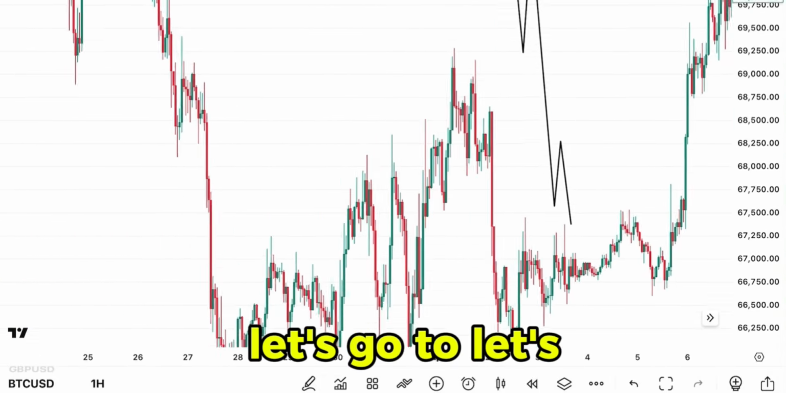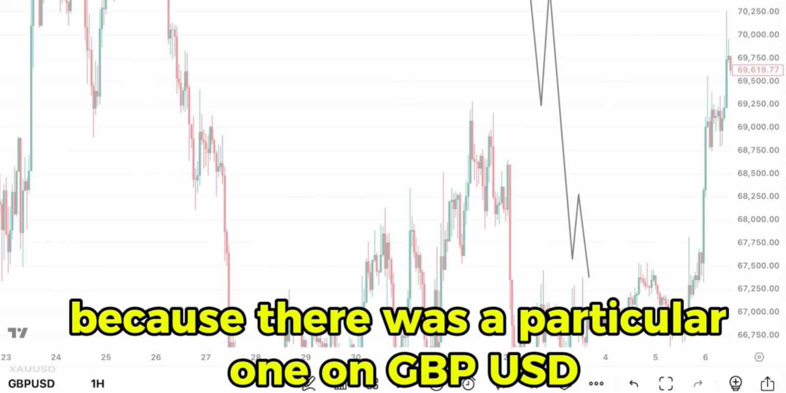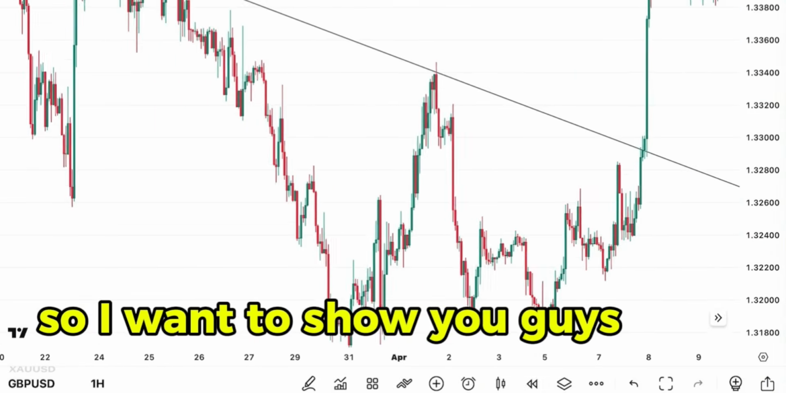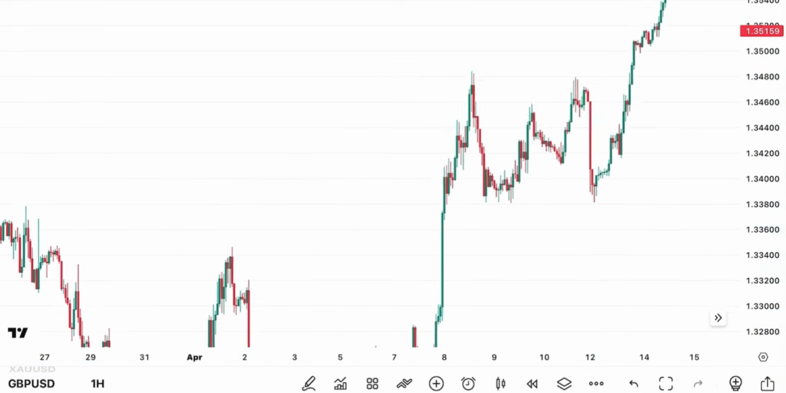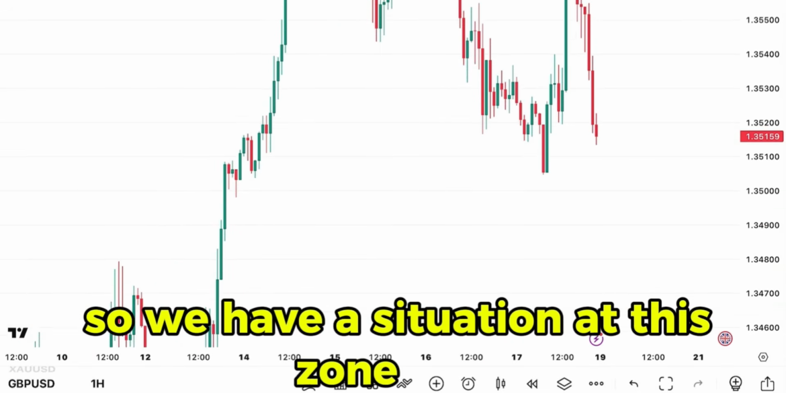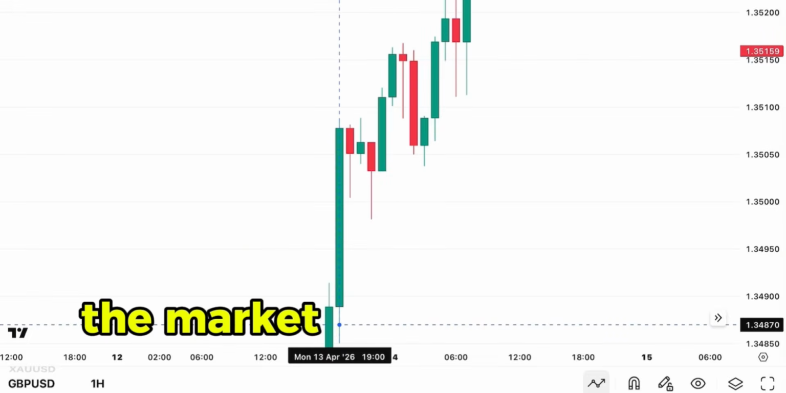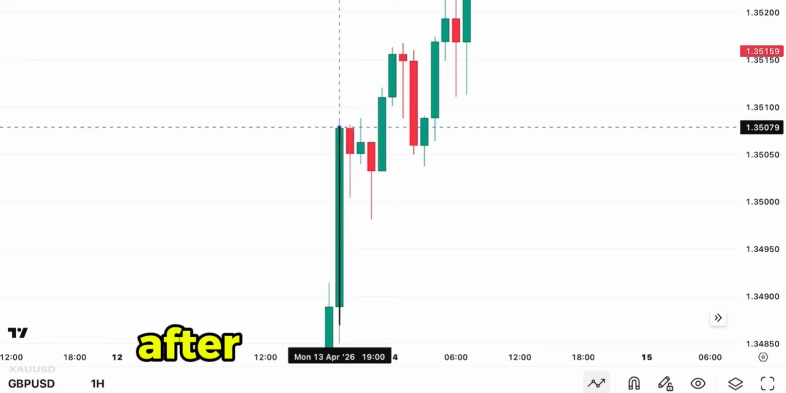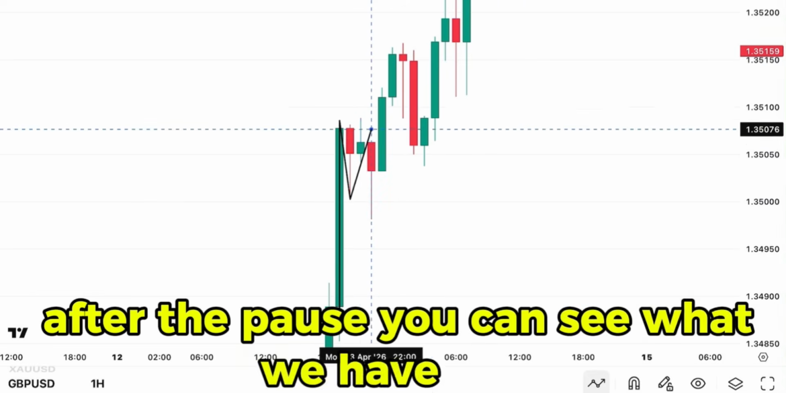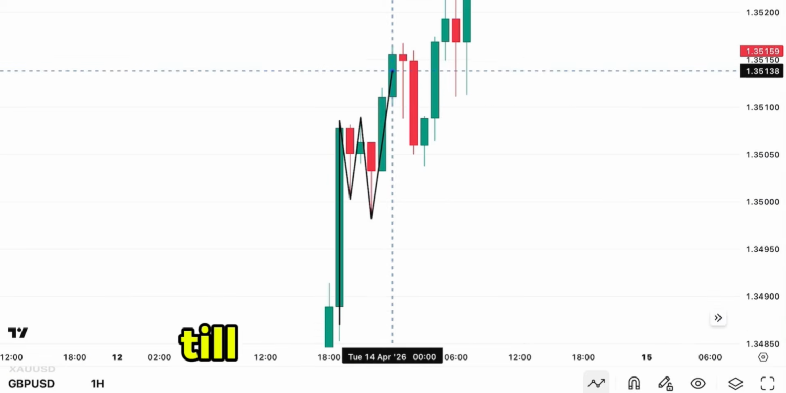Let's go to GBP USD to understand, because there was a particular one on GBP USD that repeated itself twice. So I want to show you guys how it worked. So we have a situation at this zone here. Look at this zone here. You can see what the market did. The market kept breaking the highs. After getting to this level, there was a pause. After the pause, you can see what we have here. We have this zone, we have this move, we have this downward move. Then it keeps breaking the highs again till it got to this level.